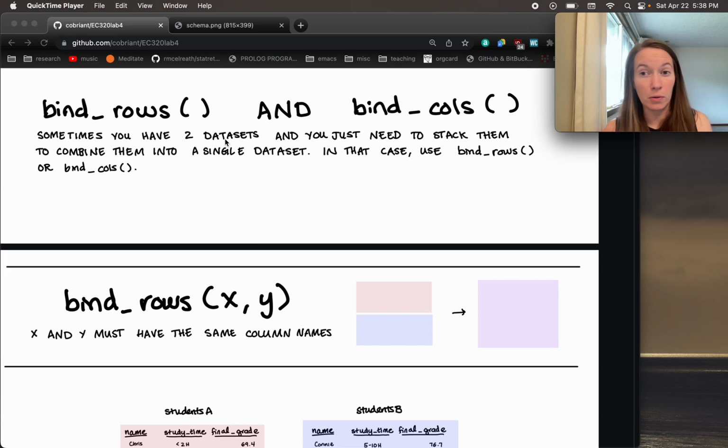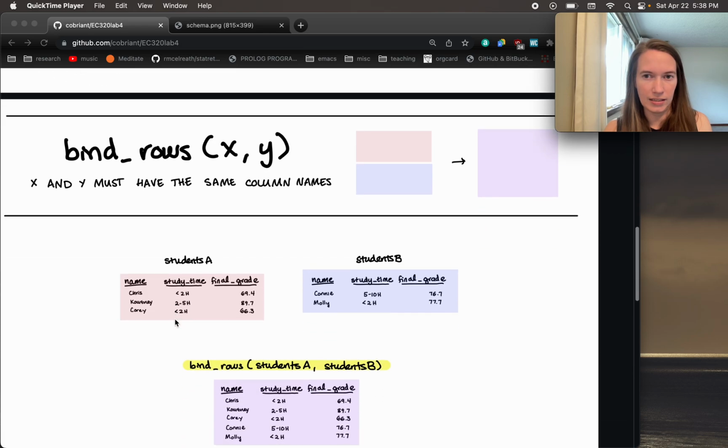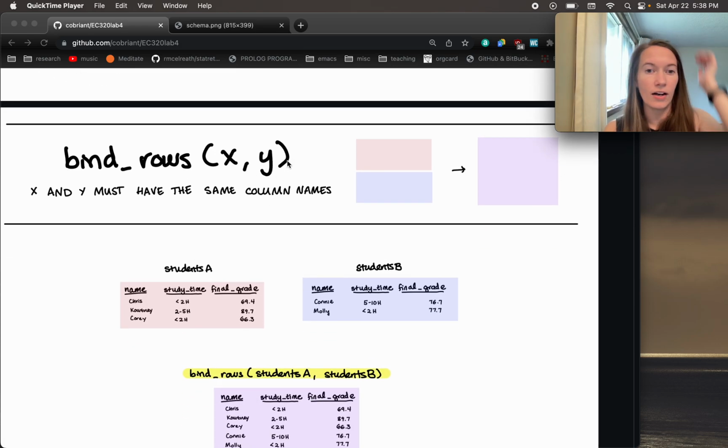So sometimes you have two or more data sets and you just want to stack them up to combine them. The first one is called bind rows, and it takes two tibbles. We're saying X and Y are two different tibbles. I think of a red tibble and a blue tibble, and you just want to stack them on top of each other to make a larger purple tibble. The way I remember that I need bind rows is I'm thinking I want to treat those tibbles as rows: this is the first row, this is the second row. Now we've got a bigger tibble. That's the image that I have in mind.